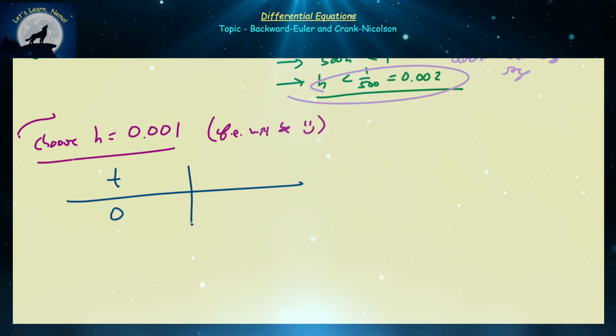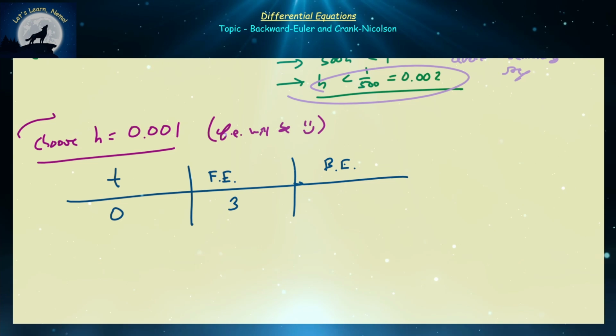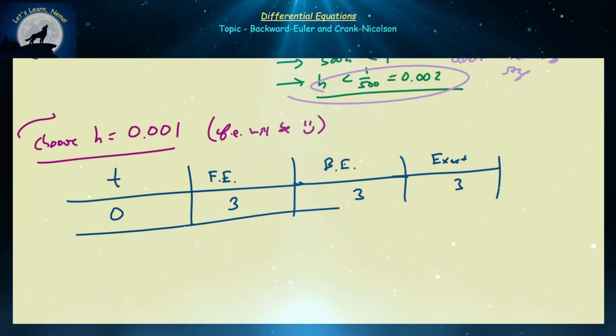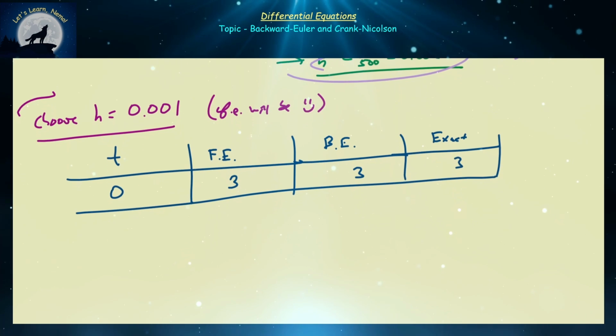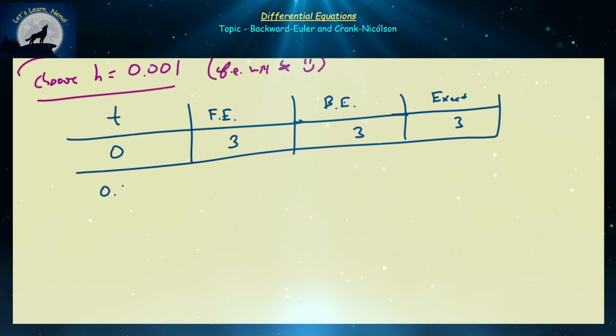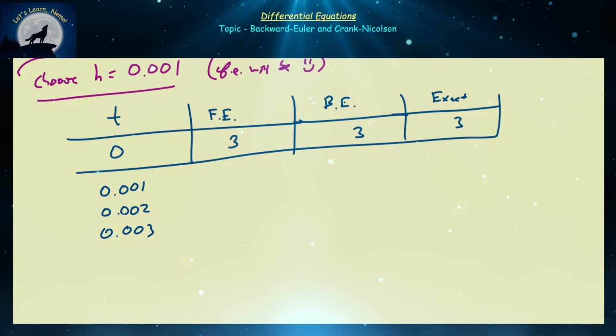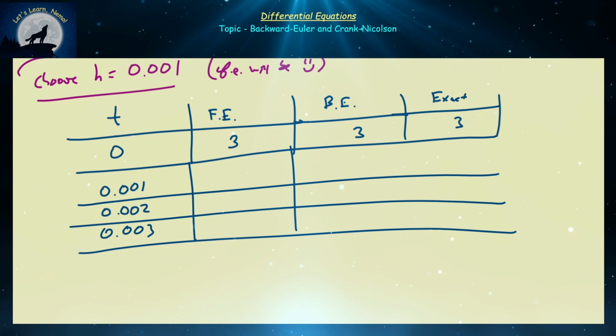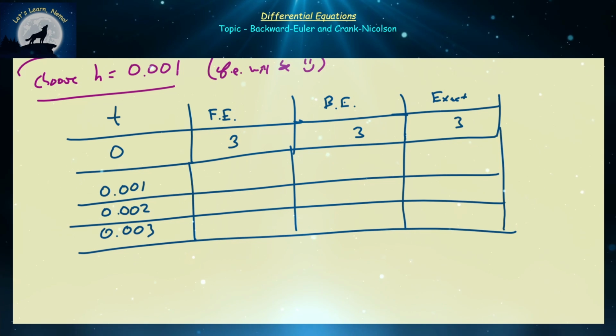Keep in mind that's our initial condition. Our Forward Euler scheme will obviously produce 3, since that's the initial condition. Our Backward Euler will also produce 3, which is the initial condition, and the exact, obviously, should be equal to 3 as well. So once we look at our h points, which will be 0.001, 0.002, and 0.003, let's go 3 steps up, and then plug them into our iteration methods and compare. Let's see what we get.